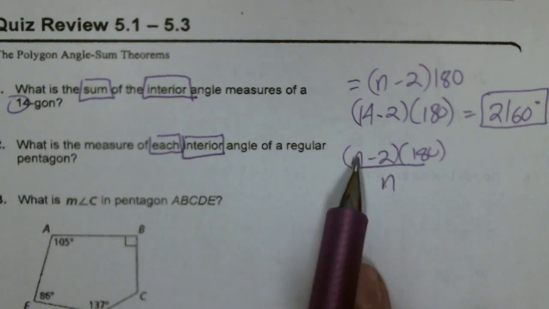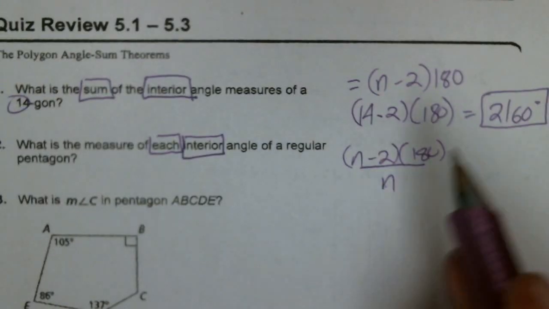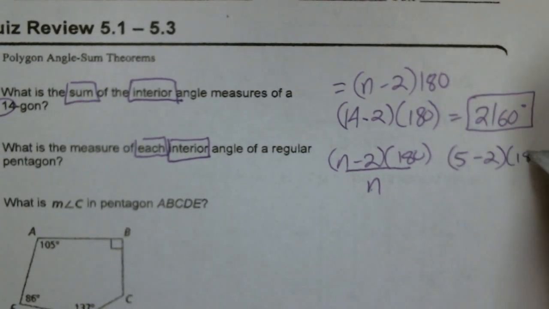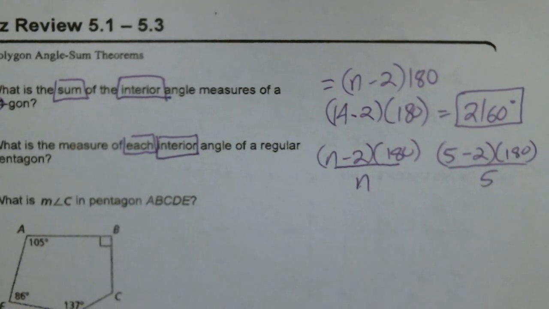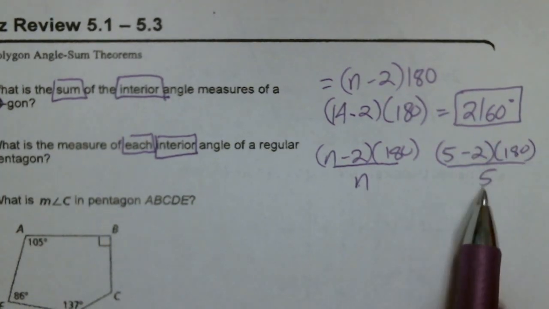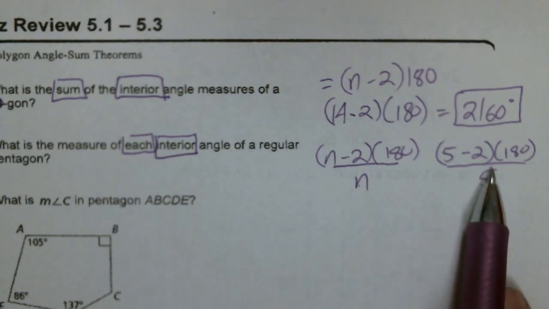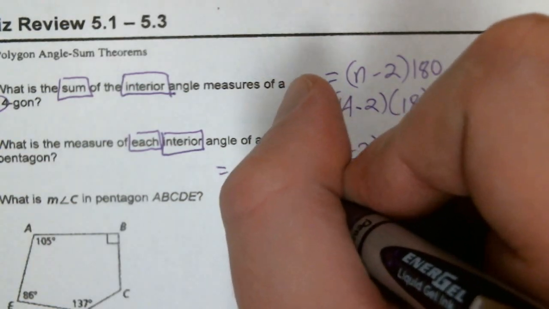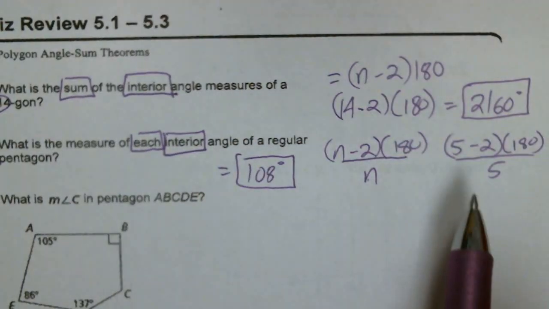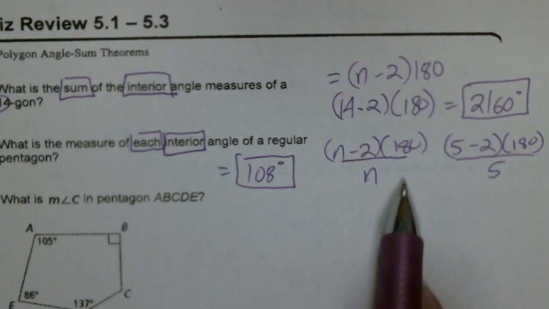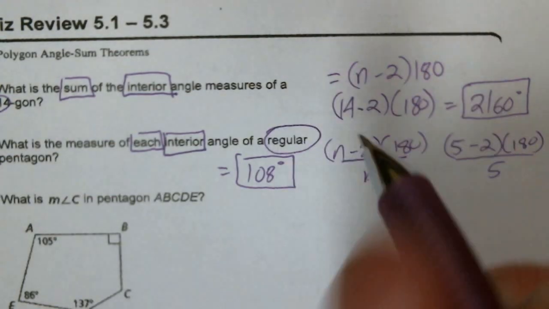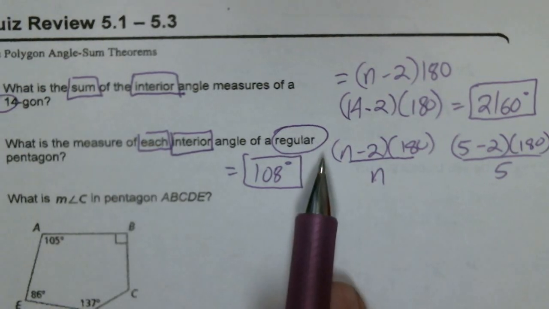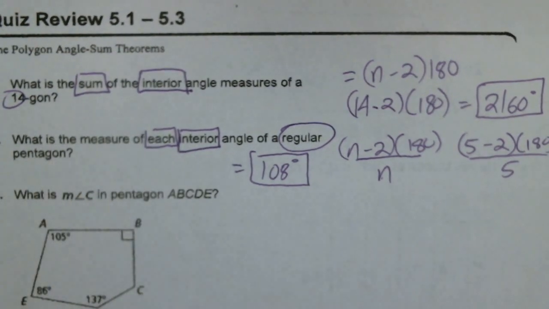So since it's a pentagon, everywhere I see an n, I'm just going to substitute a 5. So this will be 5 minus 2, which is 3, times 180 divided by 5. So in your calculator, you can just type in 3 times 180 divided by 5, or make sure you put that in parentheses, and that comes out to be 108 degrees. Now remember, both of these formulas, whether it's interior or exterior, where I'm dividing by n, that only works if I have a picture-perfect, perfectly symmetrical, or we call it a regular polygon. So this is a perfect pentagon.